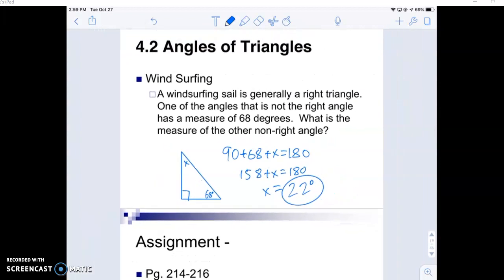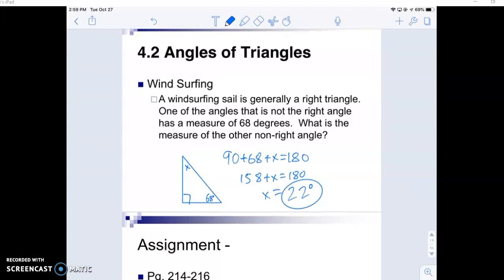The big theme from 4.2 to remember: angles of a triangle all add up to 180. Big thing to keep in mind.